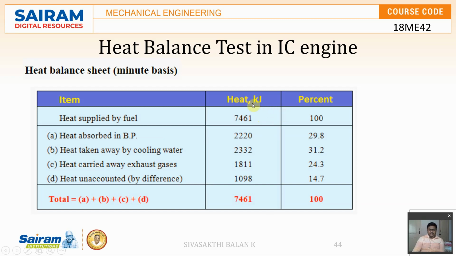In the second and third columns, we consider the amount of heat supplied as 100%. The fraction of heat absorbed by the brake power is the ratio 2220 divided by 7461 multiplied by 100, so we get 29.8 percent as the amount of heat converted into useful work. Out of 100 percent of heat supplied, only 29.8 percent is converted into useful work output. The remaining almost 70 percent of heat goes as waste in the form of cooling water, exhaust gas or unaccounted loss.